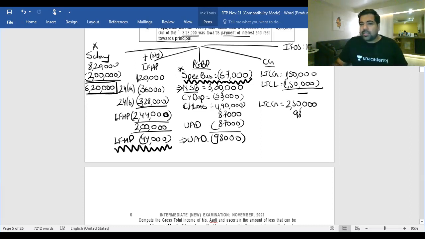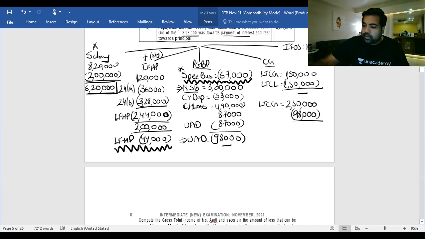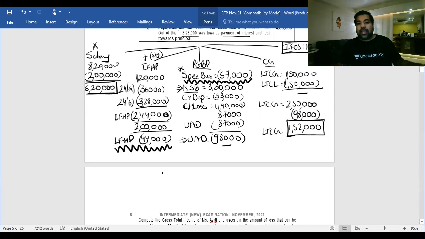So this 98,000 of unabsorbed depreciation, you can minus from other heads, yes, except casual income and except salaries. So 98,000 I'm minusing from here. So this becomes 0, and this becomes 2,50,000 minus 98,000, which is 1,52,000. This will be taxable, long-term capital gain. IFOS will be taxable. Now, guys, anything to be carried forward? Yes, two losses to be carried forward. So the ones with the curvy line have to be carried forward, and these three incomes will have to be offered to tax.